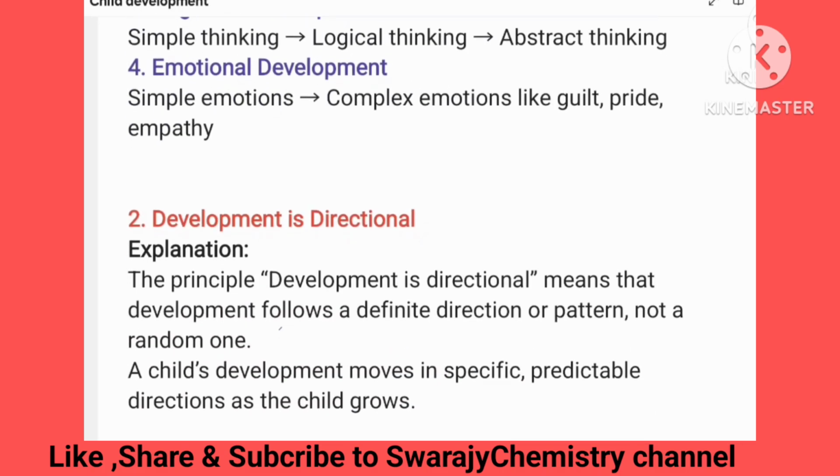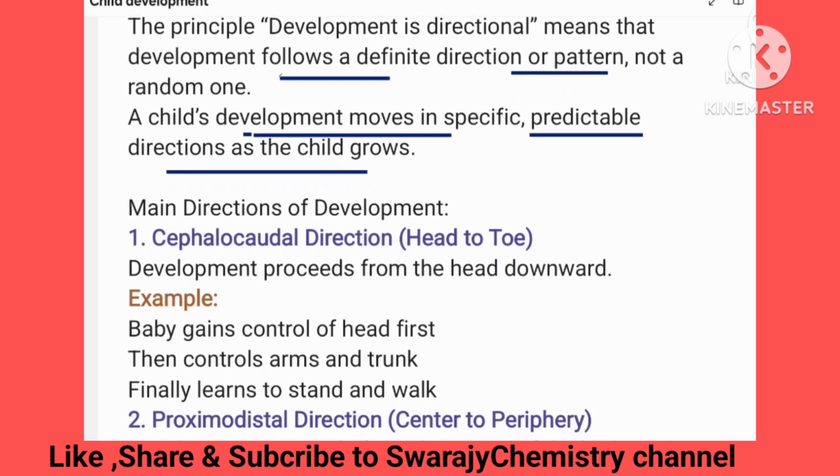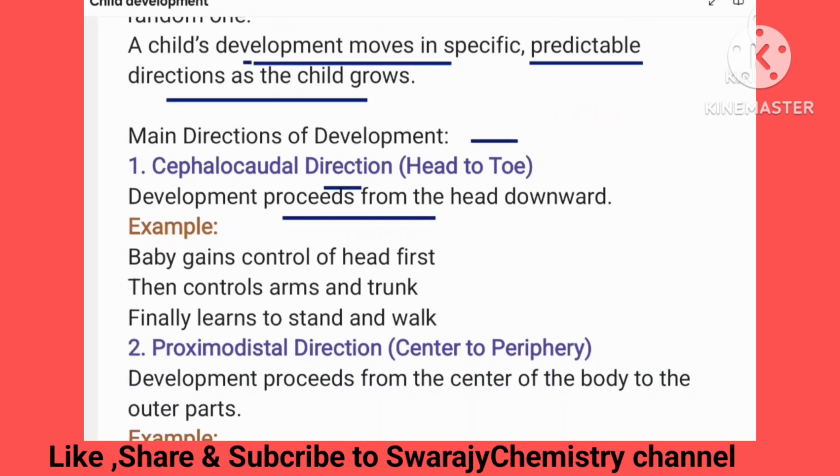The next principle is development is directional. This means that development follows a definite direction or pattern, not a random one. A child's development moves in specific, predictable directions as the child grows. The main directions of development are, first, cephalocaudal direction, that means head to toe. Development proceeds from the head downward. Example, a baby gains control of the head first, then controls arms and trunk, and finally learns to stand and walk.